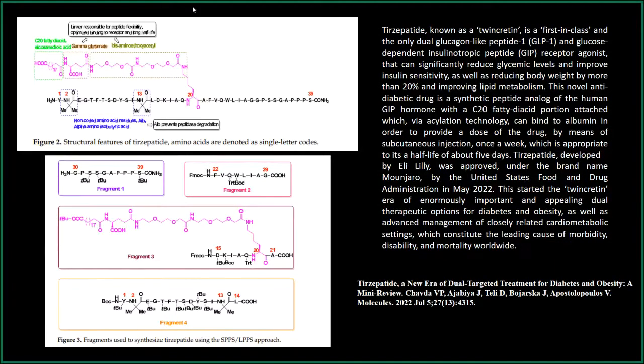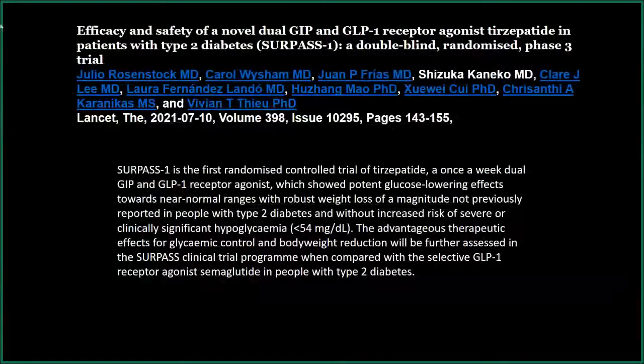And this simply shows you the different alterations that have been made. There are four different fragments that are put together to balance the activity, with the GIP activity being more than the GLP activity of this particular peptide, and to make it more long acting. So that is what is being currently developed and approved for use for diabetes. And there are studies for so many other different actions that the drug has. This is the study that was published last year.